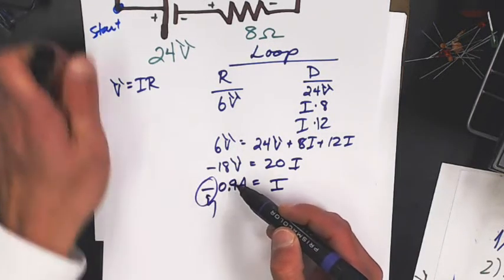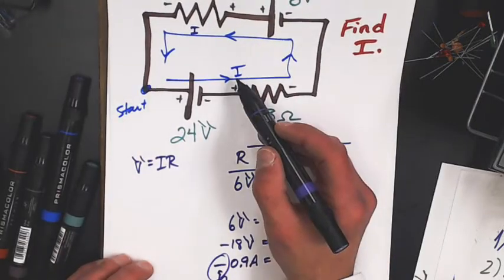What? What's that negative sign mean? Well, the negative sign means I picked the wrong direction.